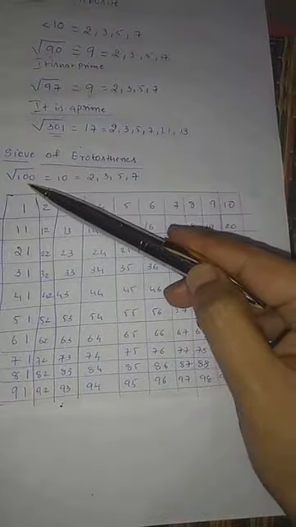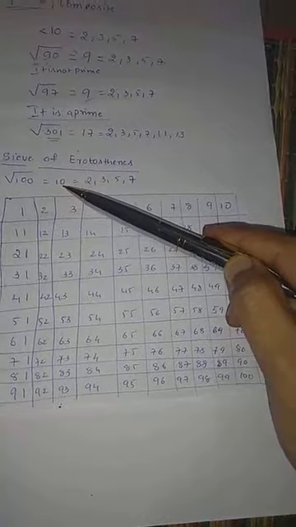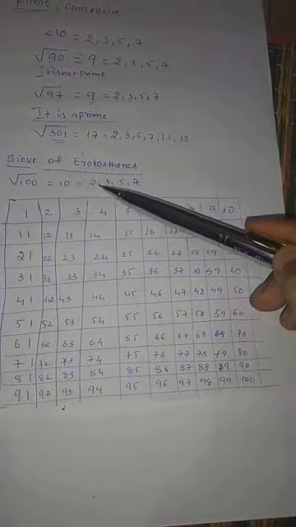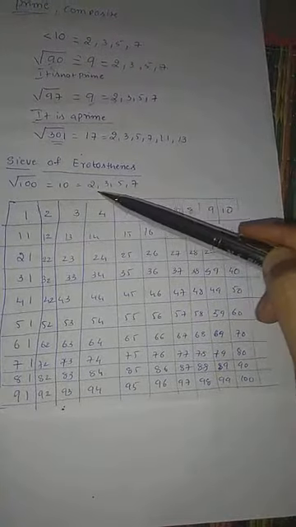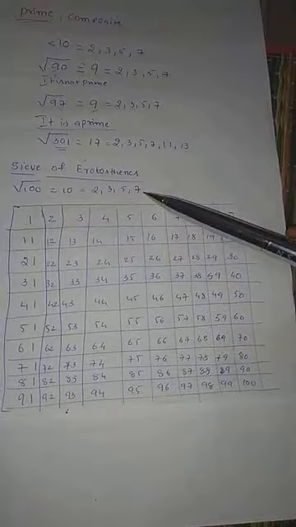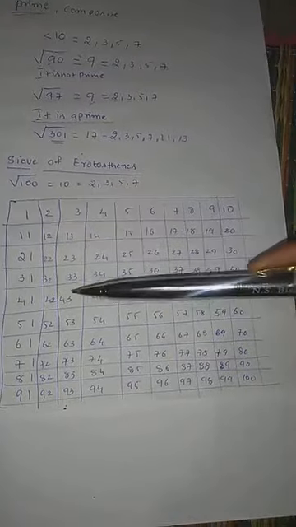So the square root of 100 gives us a value of exactly 10. Less than 10, we have some prime numbers which can be easily identified. They are 2, 3, 5, and 7. So these simple values we can identify as the prime values.